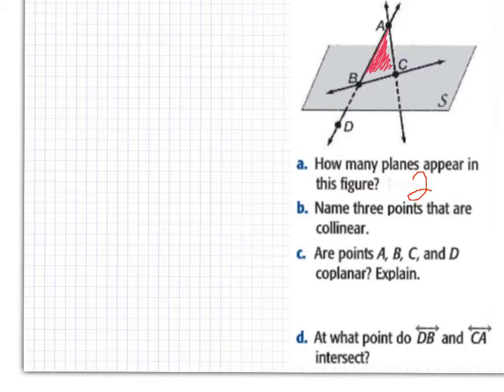The second question, name 3 points that are collinear. Remember, collinear means in a straight line. That should be pretty obvious. Points A, B, and D are all on a straight line. They're all on line AD. Those 3 points are collinear. So points A, B, and D.